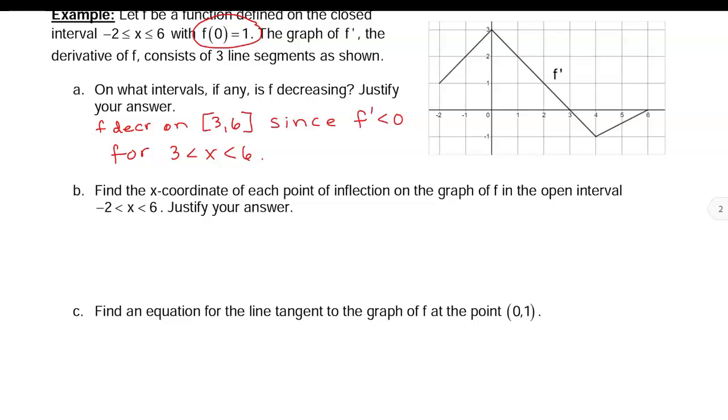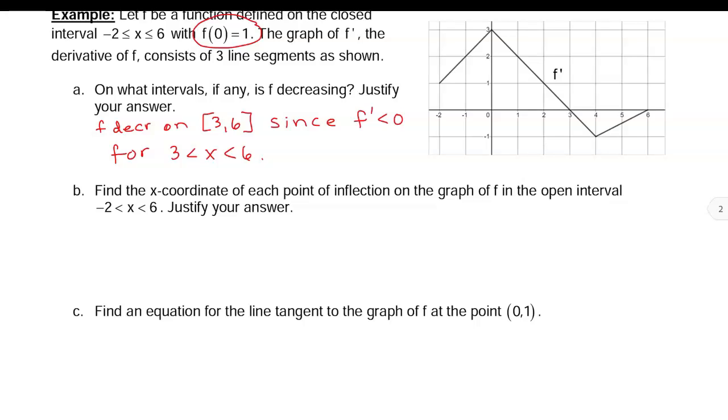To take f prime and connect it with f double prime would be to look at where it is increasing and decreasing. So look at f prime and determine where it changes from increasing to decreasing or from decreasing to increasing. And that will be the place that there will be a point of inflection.